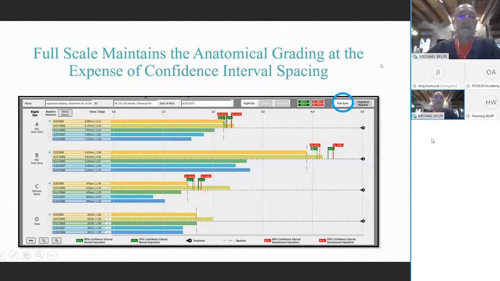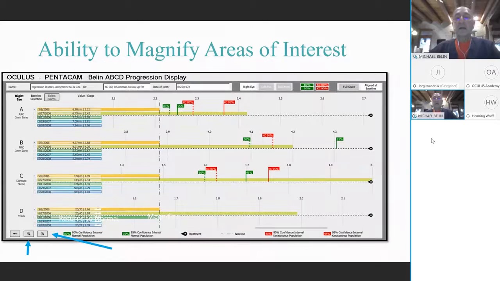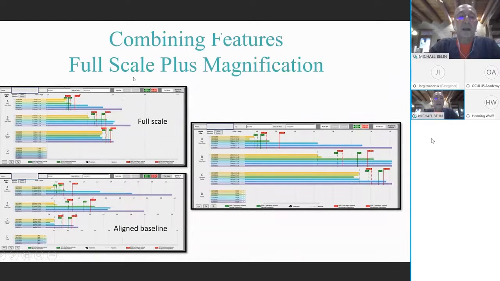Now, for those who want to get fancy, there's a way to combine the benefits of both. On the lower part of the map, you have the ability to magnify any aspect of the map that you want. So here you can make the magnification greater. Here you can return it to normal. So you could combine full scale with magnification, and that's what we've done here, which allows us to keep the relative grading the same, but will magnify or increase the separation.